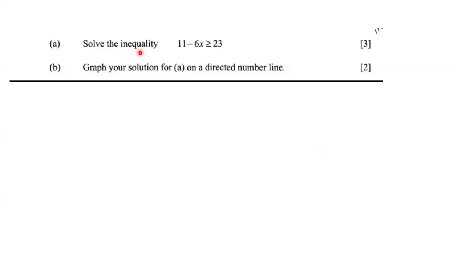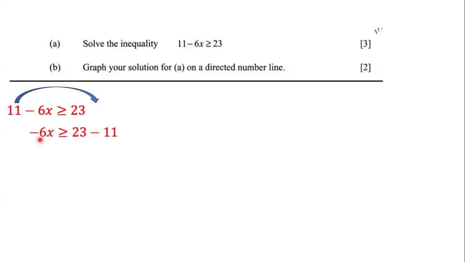Solve the inequality 11 minus 6x is greater than or equal to 23. And so that's what we have. 11 minus 6x is greater than or equal to 23. The first thing that we're going to do is take 11 and send it over the inequality sign.